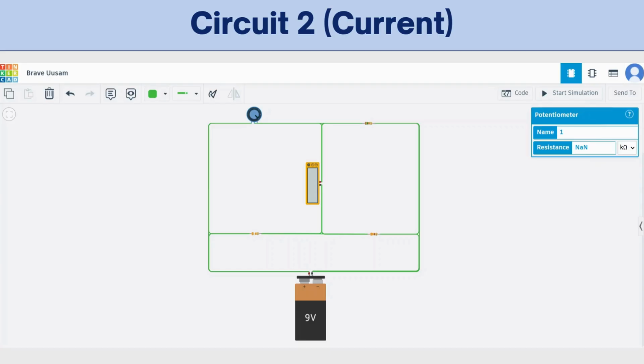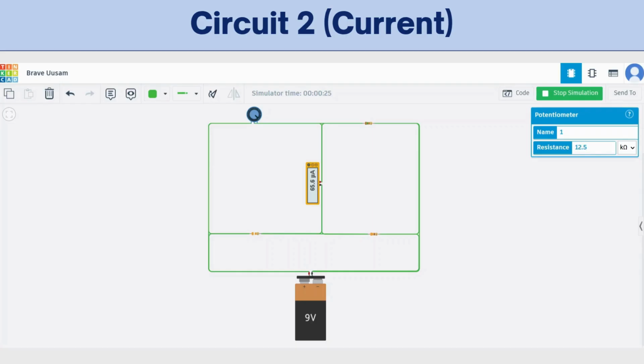This is circuit 2. For each scale, I increase the potentiometer resistance by 2.5 kilo ohm. Now I'll start to simulate to get the current. For 2.5 kilo ohm, I get 925 microampere. For 5 kilo ohm, I get 394 microampere. For 7.5 kilo ohm, I got 213 microampere. For 10 kilo ohm, I got 121 microampere.